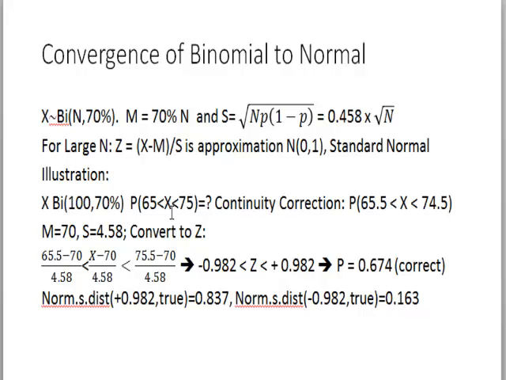So now what is m? m is 70% of 100, that's 70. What is s? It is the square root of n p q, and since n is 100, so s will be 4.58.